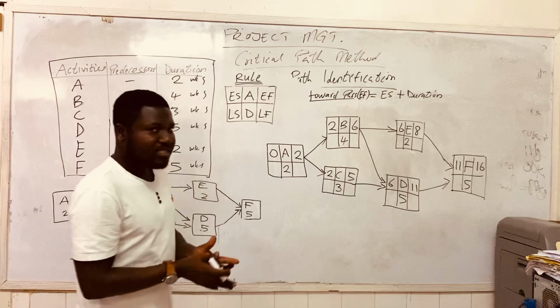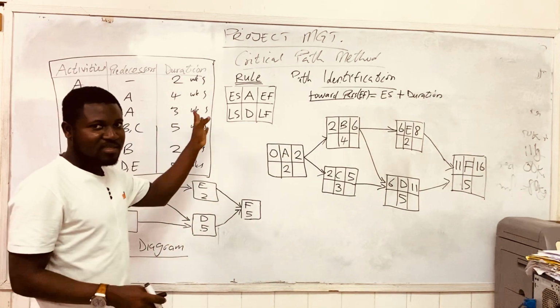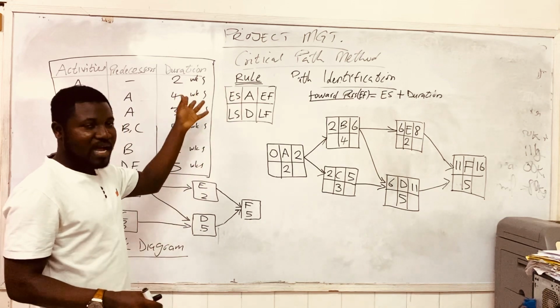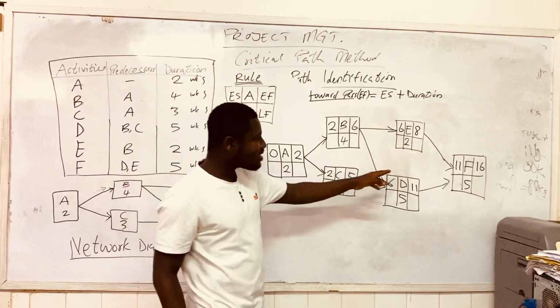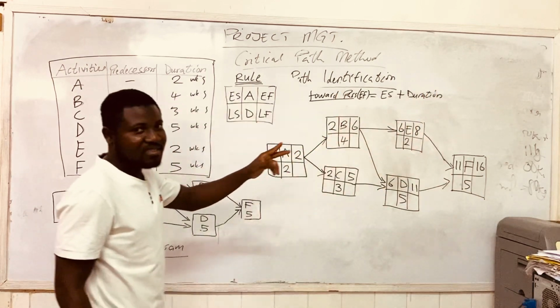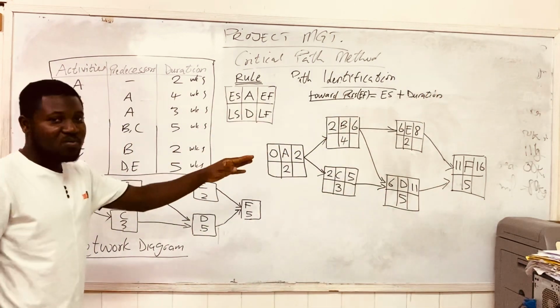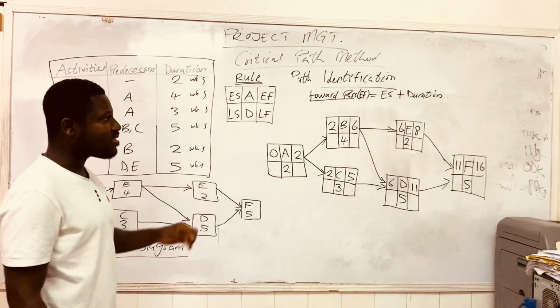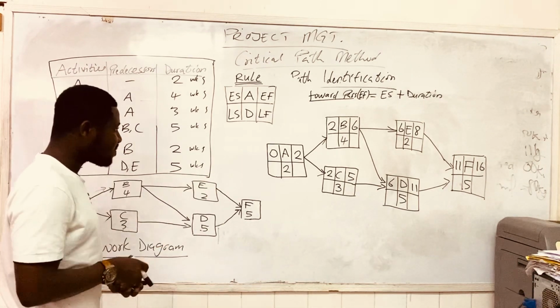And so you could see that the forward pass, which we said is EF, the earliest finish time that we calculated with the three paths that we identified, we realize that it is indeed 16. That is the 16 weeks that is actually going to take the whole project to finish. So the 16 weeks is the entire project's duration.